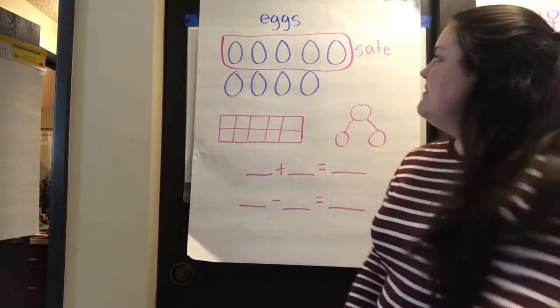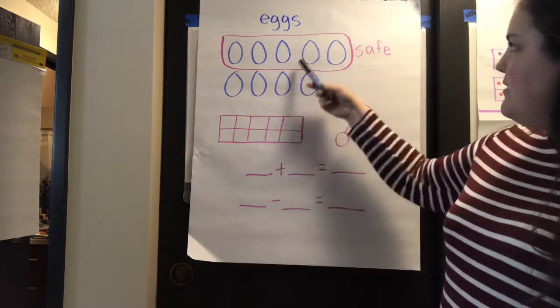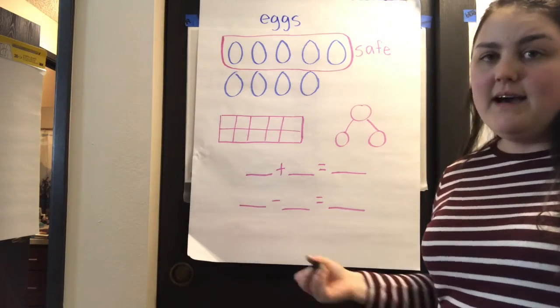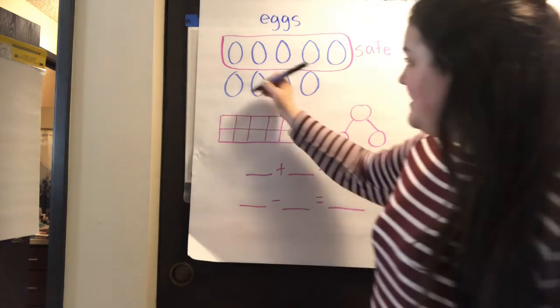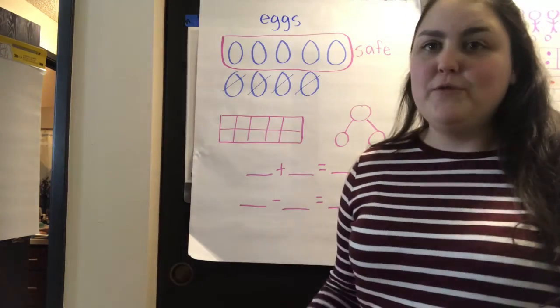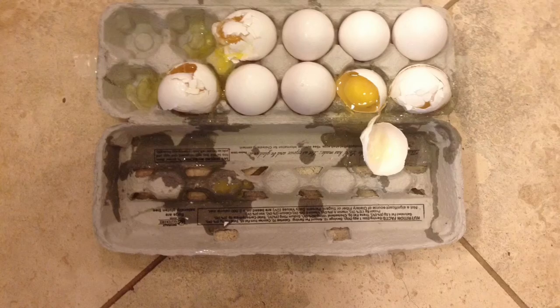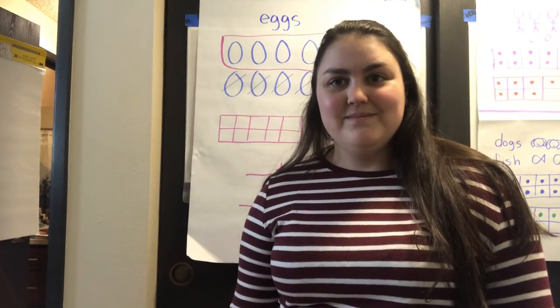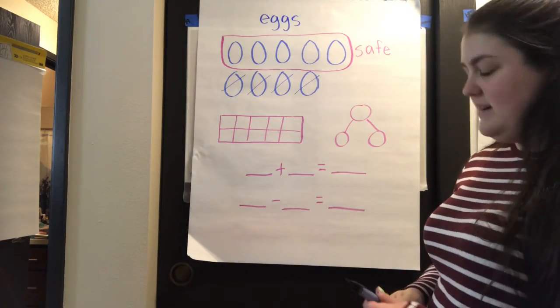All right, here we go. So if there were 9 eggs total, and 5 of them are safe, how many of them cracked? There were 4 that cracked. These 4 are done for. Before we fill out the rest of my chart, let's look at the picture to see if we're right. What did you see in that picture? Yeah, there were 5 eggs that were safe and 5 that were cracked.